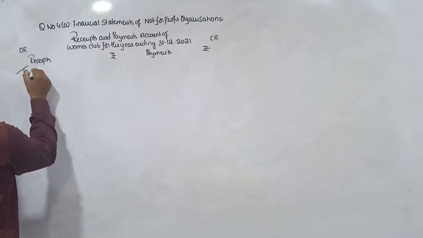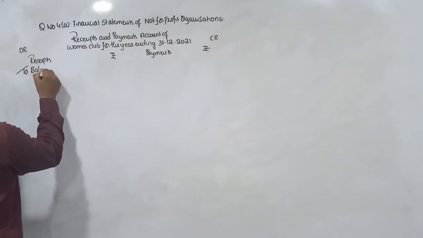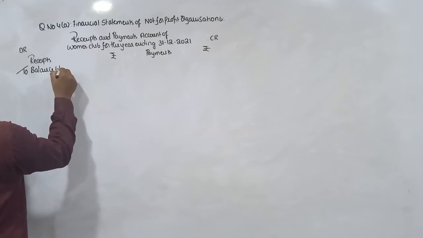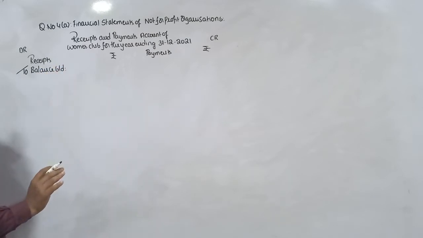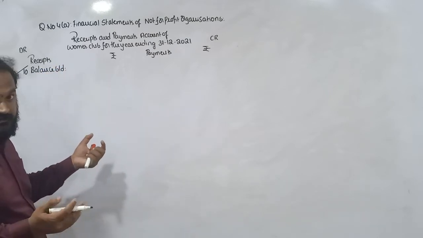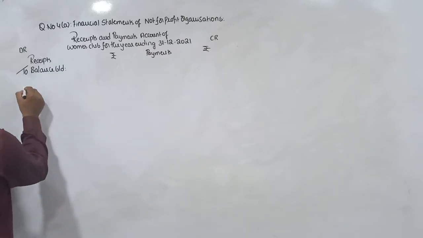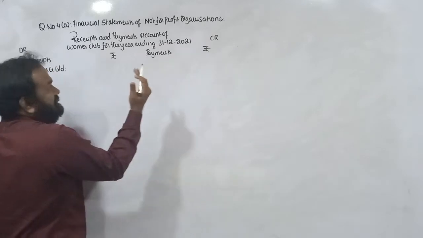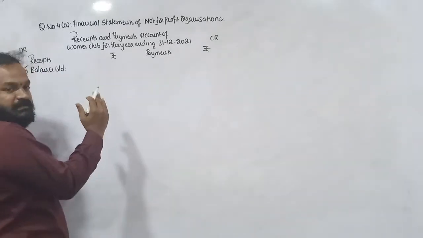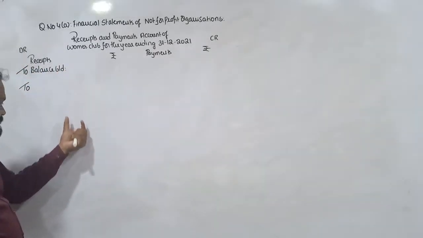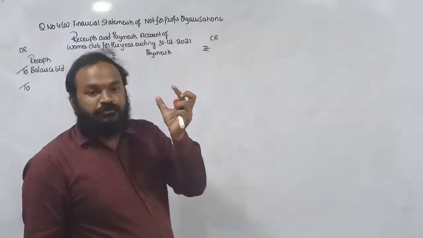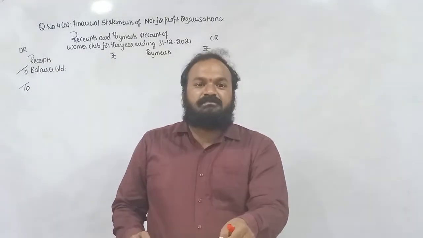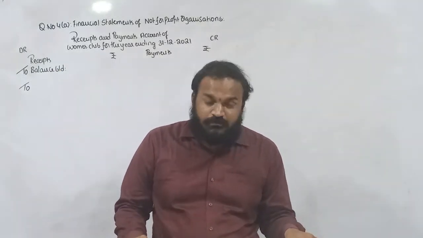To balance brought down. Okay na? Wait cheddam, maybe it may be a balancing figure. Next, income and expenditure account nunchi receipts and payments account prepare చేసేటప్పుడు receipt side fill cheyadaniki first you should go for income side of the income and expenditure account.